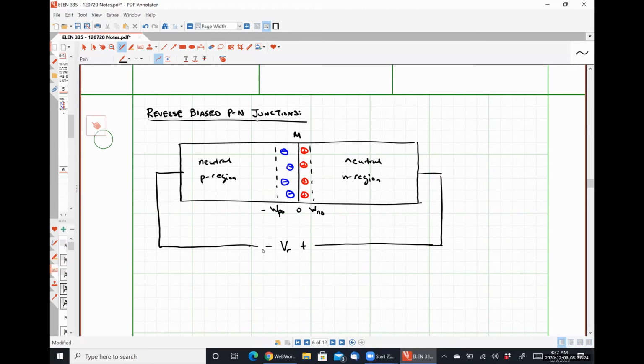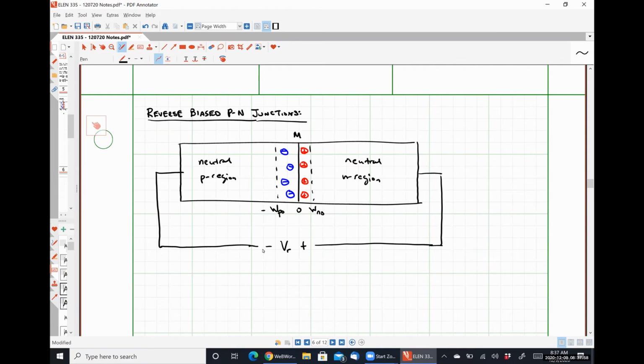So what's going to happen when the holes in the neutral P region see an excess of electrons at that terminal? Yeah, it's going to attract them. So a large number of holes in the neutral P region will be attracted to the electrons over here, which is going to cause the width of the space charge layer to increase.